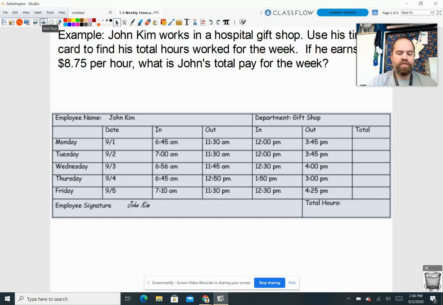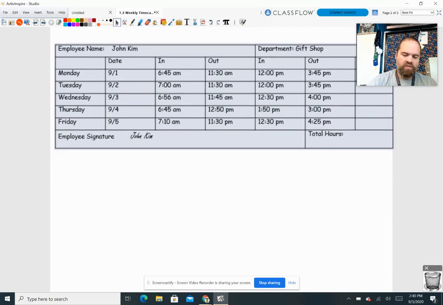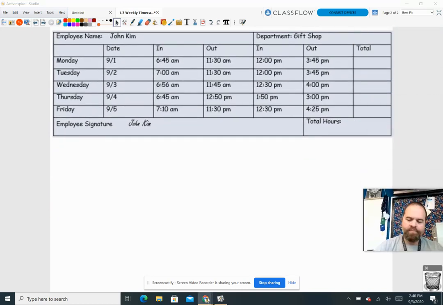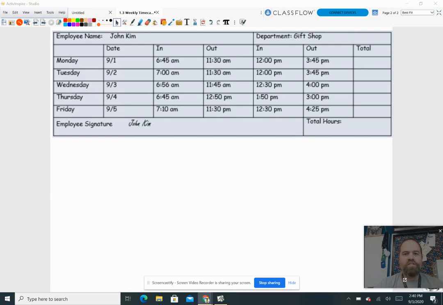This person in particular works at a hospital gift shop. That's not important. Their name's not important. The only thing that we're going to look at today is how to actually calculate their total hours for the day and for the week. So I'm going to get rid of a couple of pieces of this so I have some room to do some scratch work here.